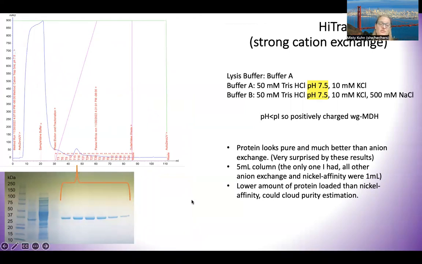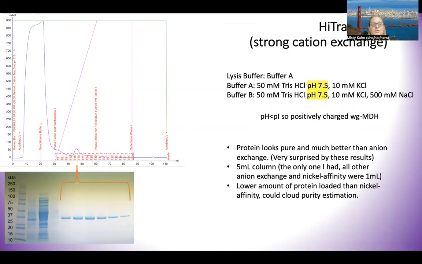But what is really cool about this cation exchange is that it was completely unexpected. None of us expected that one of these was going to do better than the other. Everybody thought maybe this one will work or maybe that one will work, but cation was really out of the box. And what the students found is that they could purify it really well. They get a really tiny little peak here, and they ran all the different fractions on the gel, and it looked really great.